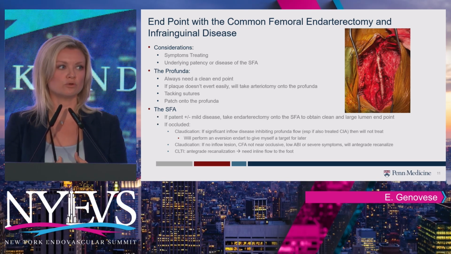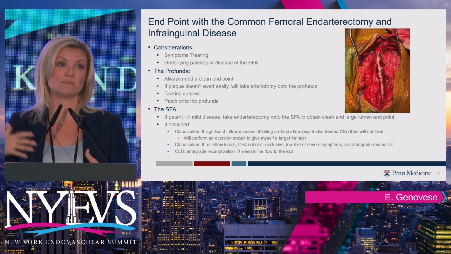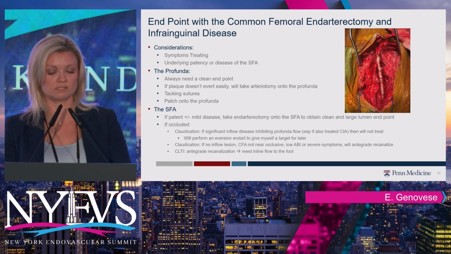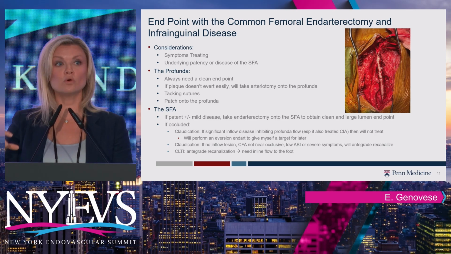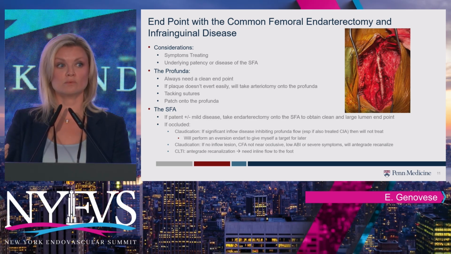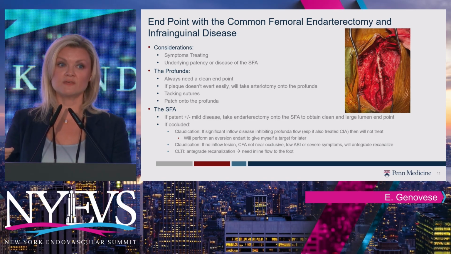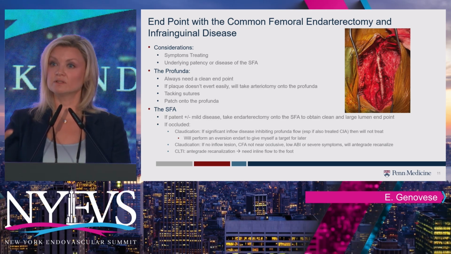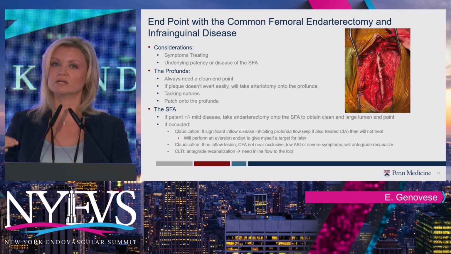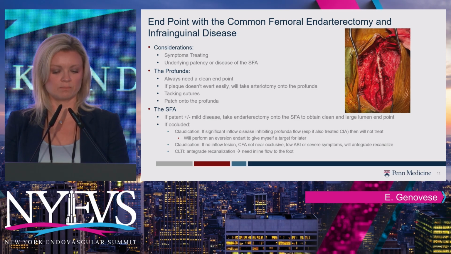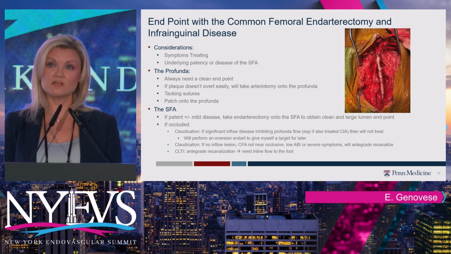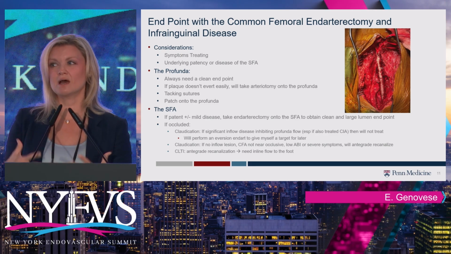And as we all know, the durability of SFA interventions is not the same as compared to the aortoiliac interventions. Now, even when I do this, if the SFA is occluded, I will make sure to do an eversion endarterectomy to pull out the origin of that. So if I do have to come back, I have a little nub to shoot for, and I don't have to bring a stent or scaffolding all the way up to the origin of the SFA, and I can protect that profunda.